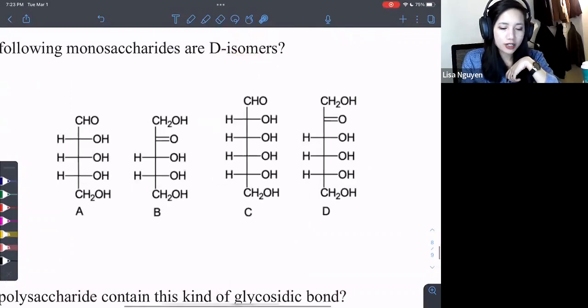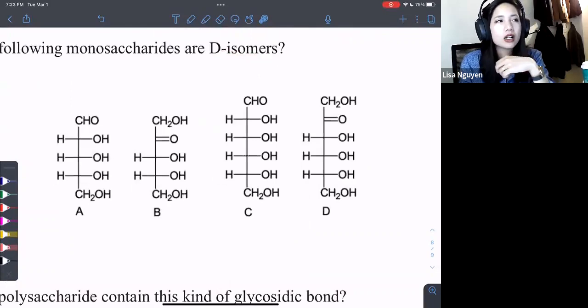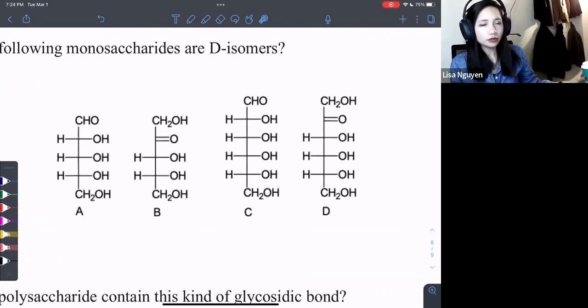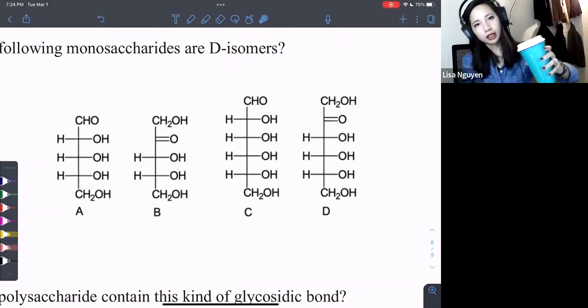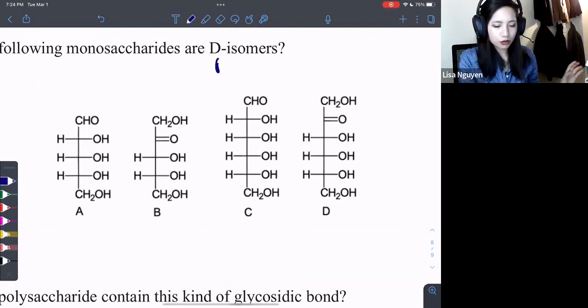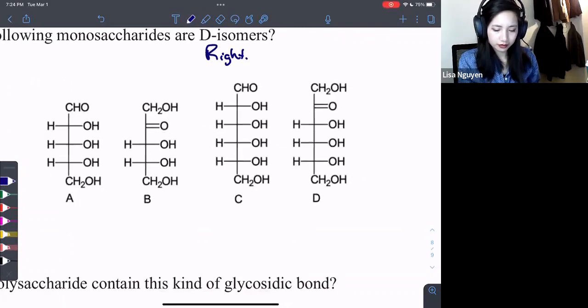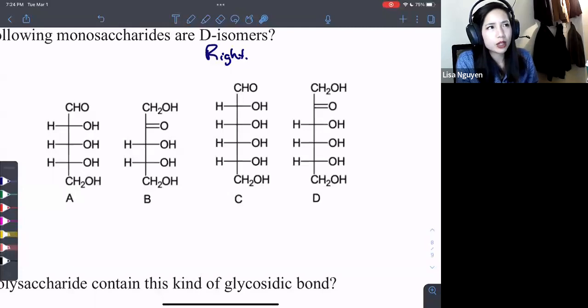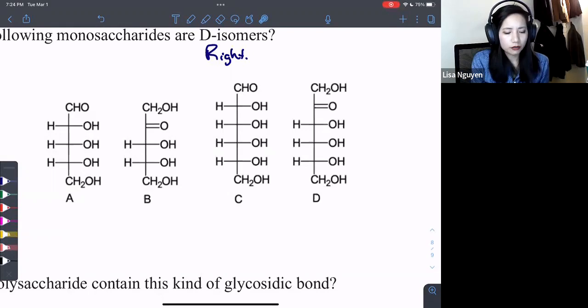So which are D isomers here? D means what? Left or right? Correct, it means right. Oh, but a lot of these are on the right. All right, so what carbon are we looking at when we look at D versus L isomers? Do we look at the first one? The last chiral carbon. Very good.